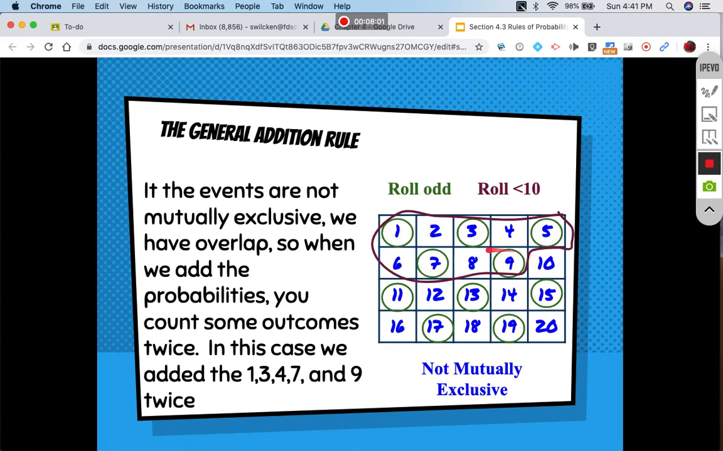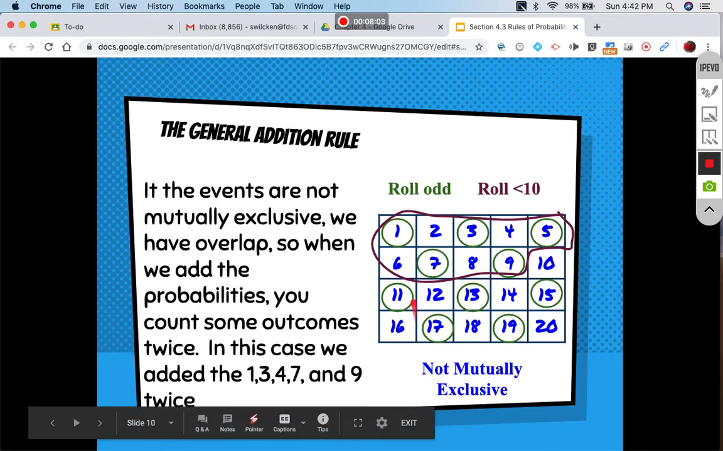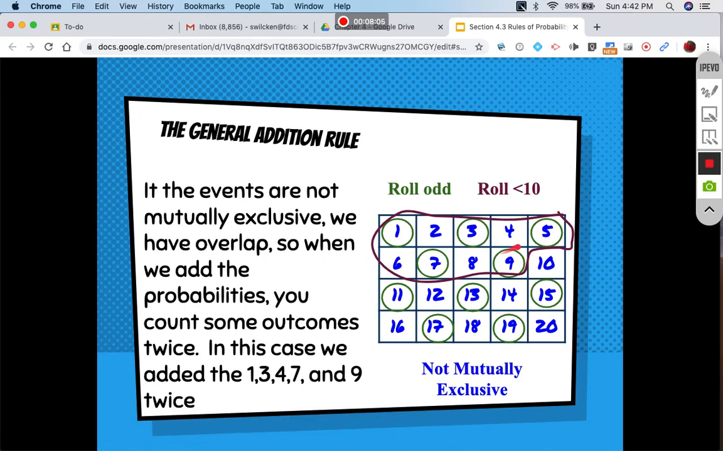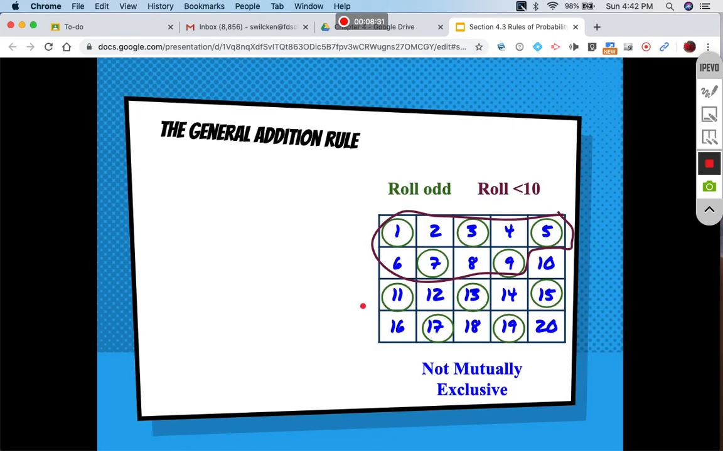However, when we do have overlap, we're not mutually exclusive. Notice we count the 9 for less than 10, but the 1, 3, 5, 7, and 9 are counted both when we count how many odd numbers we've rolled and how many are less than 10. So these get counted twice, and that's what messes us up. Because there's overlap, everything in that overlap gets counted twice when we are looking at possibilities, so we have to account for that.